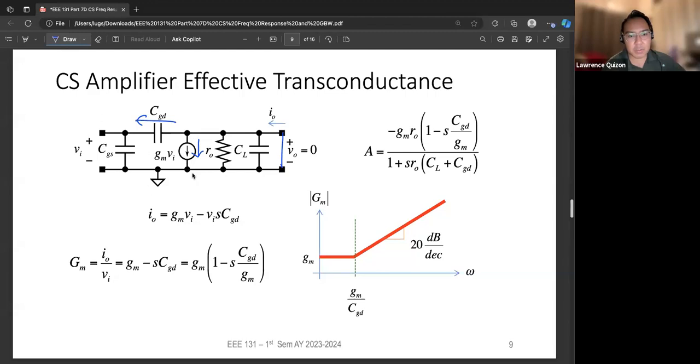So we have GMV in, tapos V in, V out minus V in, but V out is 0, no? So minus V in. So in long form, this one would have been V out minus V in SCGD, but wala tayong V out, so it's just a minus V in, no? So arranging that properly, we just factor out GM, basically sending V in to the other side. We get GM times 1 minus SCGD over GM. And we find that the 0 in the gain actually appears here in this GM. It's the SCGD over GM, no?